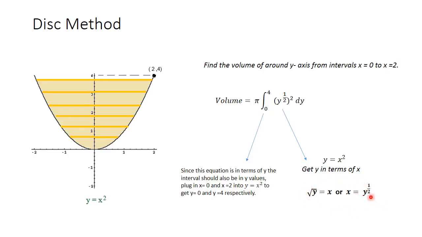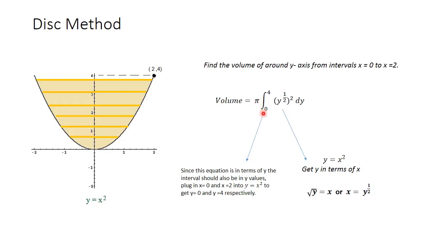And also don't forget that if you change the form of the equation from y in terms of x to x in terms of y, you should also change the intervals. So in this example, since it is in terms of y, the interval should also be in terms of y values. So plug in x equals 0 and x equals 2 into y equals x squared to get y equals 0 and y equals 4 respectively.